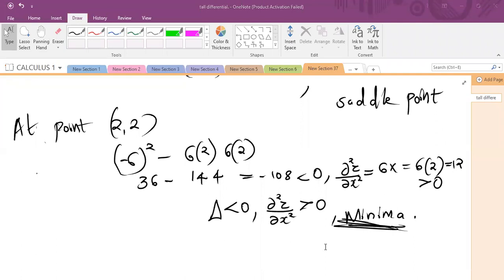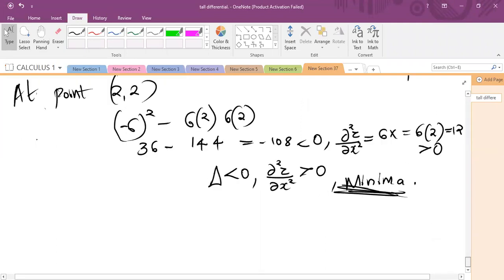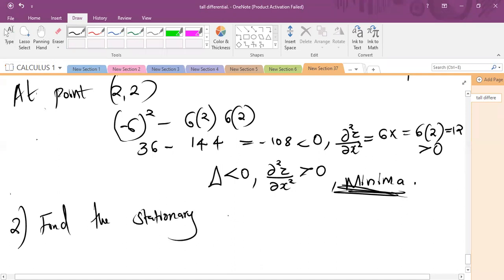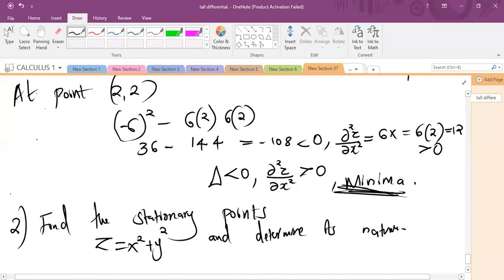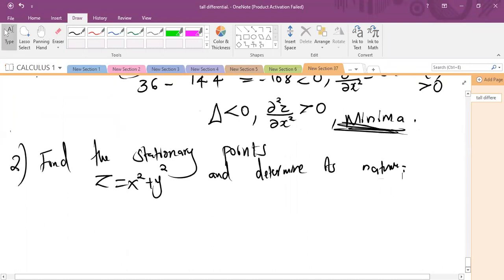So maybe you take up this example and do it in a similar manner and see if you will get an answer. Example number 2: find the stationary points of the surface z is equal to x squared plus y squared, and determine its nature. Do this one and let's see if you're going to get the answer.